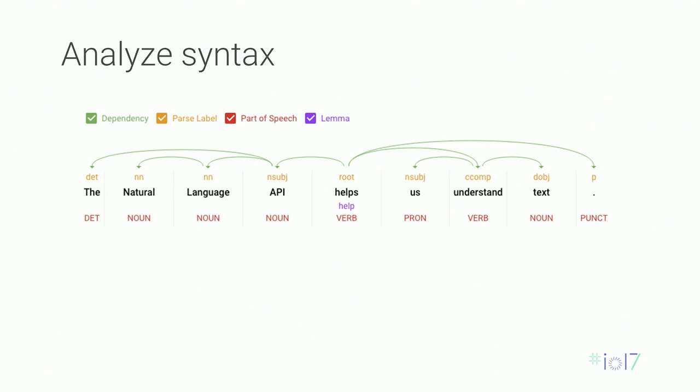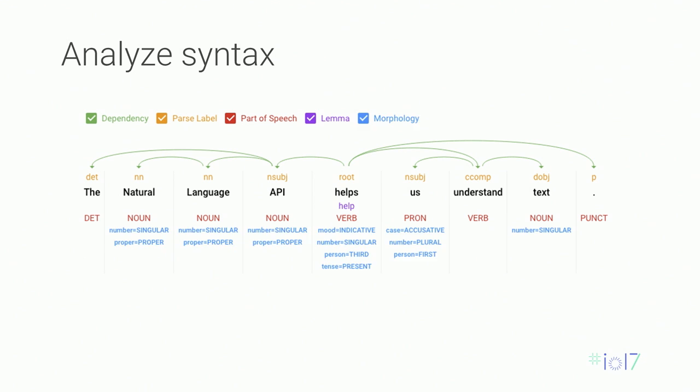The lemma is the canonical form of the word. So in this case, we only get one for helps. The canonical form of helps is help. This is useful if you're counting maybe how many times a specific word or term is being used to describe your product. You probably don't want to count helps and help as 2 different things. You probably want to use the lemma form to get the canonical form of the word.